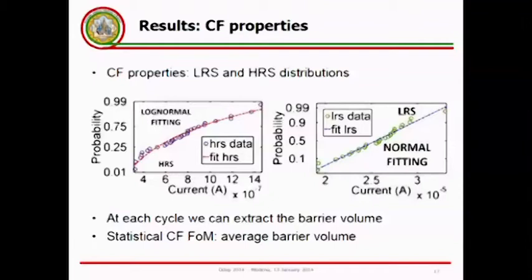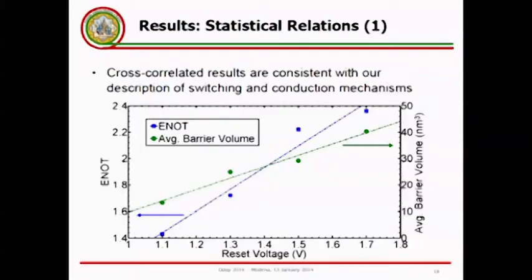Now, the funny thing is that if we cross-correlate the results, we can see that both the noise complexity, which is the effective number of traps, and the average barrier volume are growing with the reset voltage on average. So this is our average result over 100 consecutive switching cycles. And this relation is quite important because it tells us that noise is mainly ascribed to traps within the dielectric barrier, which is a very important result.